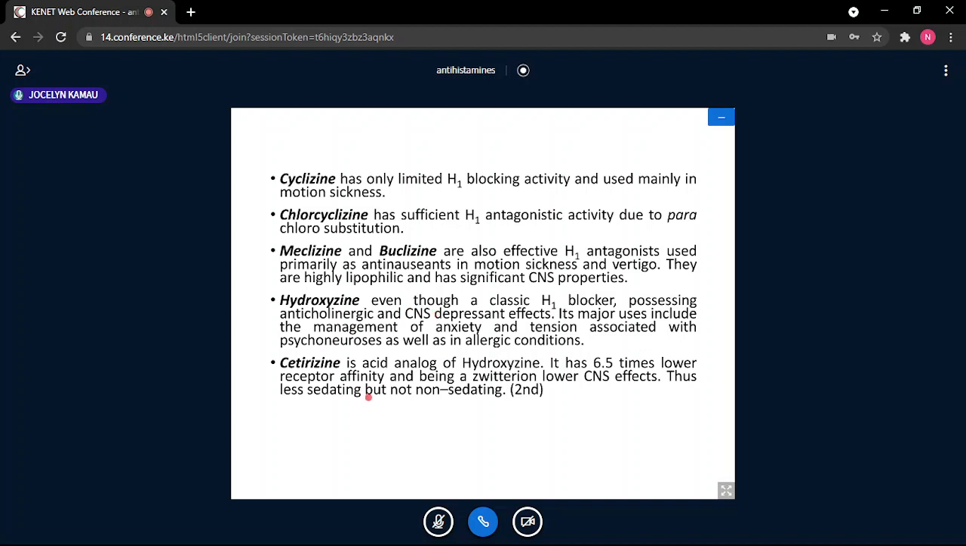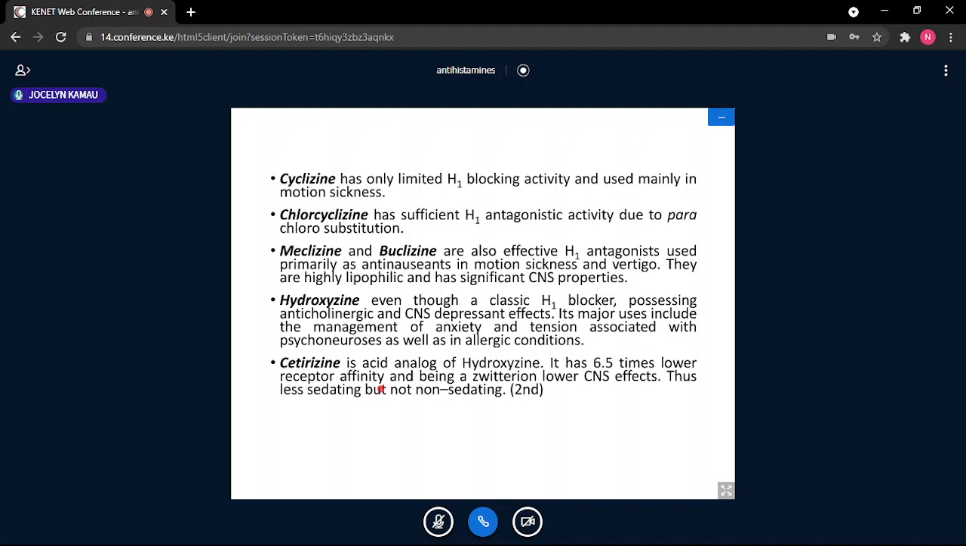Cetirizine is an acid analog of hydroxyzine. It has 6.5 times lower receptor affinity, and is a zwitterion. We're going to look at it. It has lower CNS effects, and it is a zwitterion. It has a positive and a negative charge because of the carboxylic group. The carboxylic group can undergo ionization. It has a nitrogen, a piperazine nitrogen.